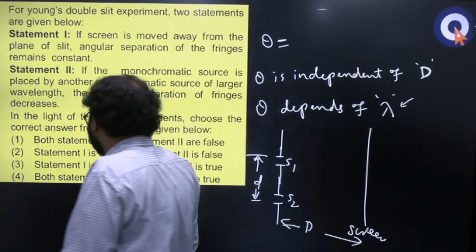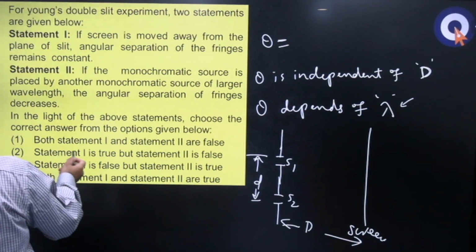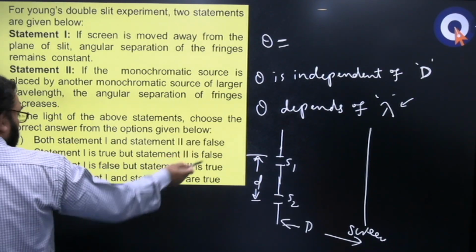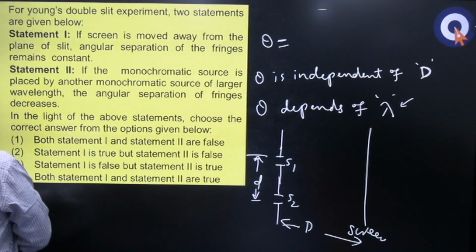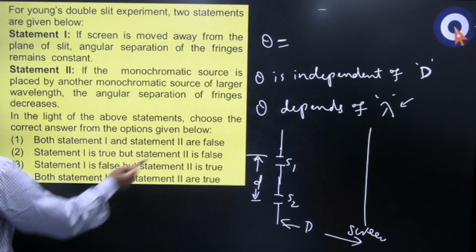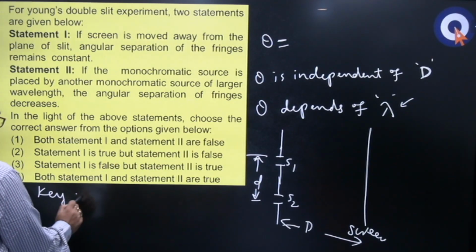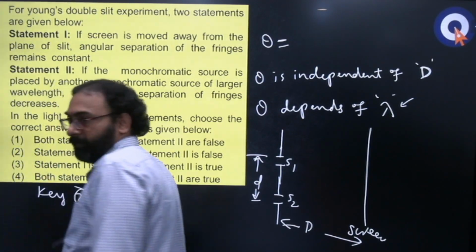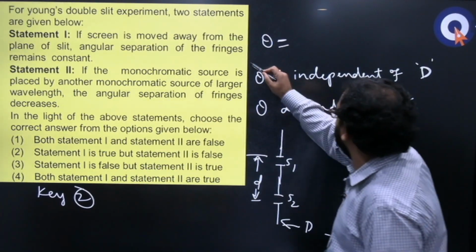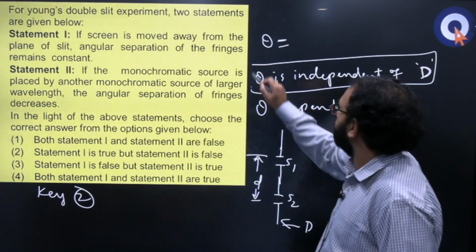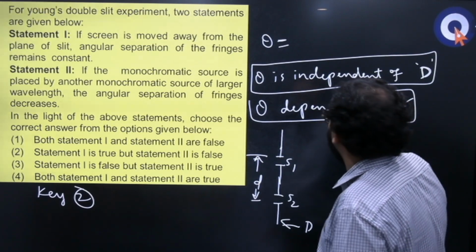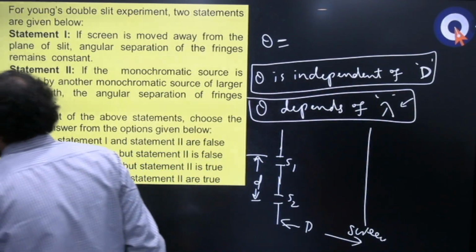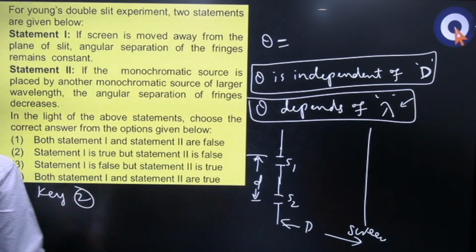So the key is statement 1 true, statement 2 is false. So the answer is 1 is true, 2 is false. Reason, what is the reason? Theta depends upon lambda. So this is the reason we can mention.